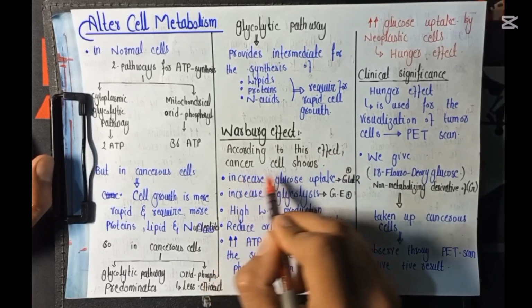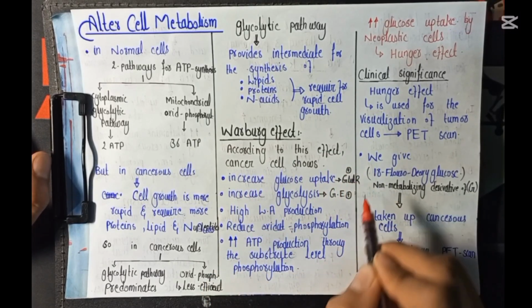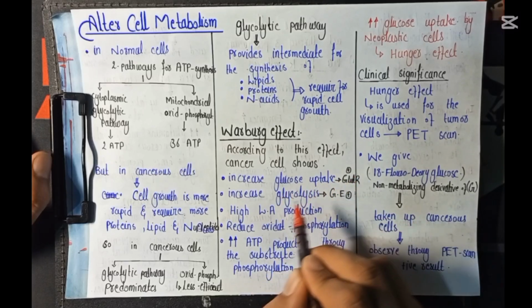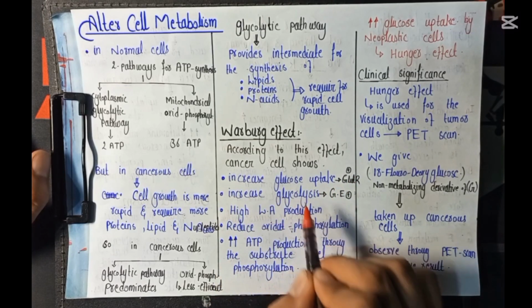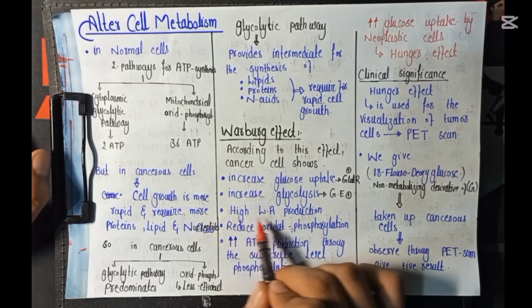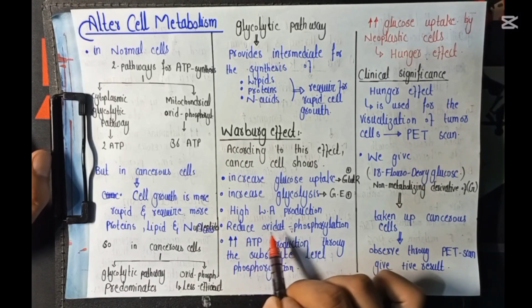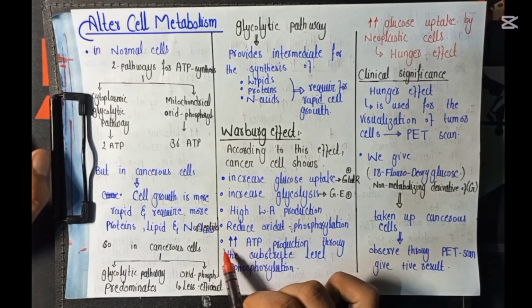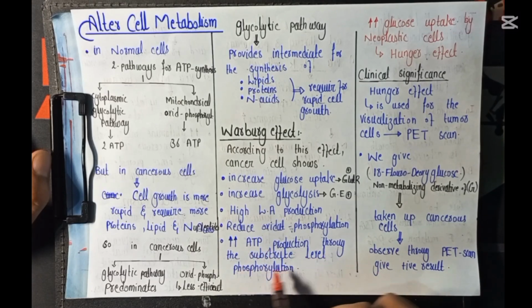According to this effect, the cancer cell shows an increase in glucose uptake due to the overexpression of the GLUT receptor, which causes an increase in the absorption of glucose into the cancer cell. Similarly, in the cancer cell, there is an increase in glycolysis due to overexpression of glycolytic enzymes. And there is also an increase in lactic acid production. In the neoplastic cell, there is reduced oxidative phosphorylation. And there is an increase in ATP synthesis due to substrate level phosphorylation, in which the ATP is synthesized directly from the substrate.